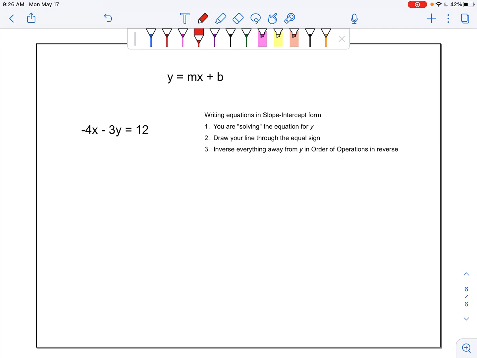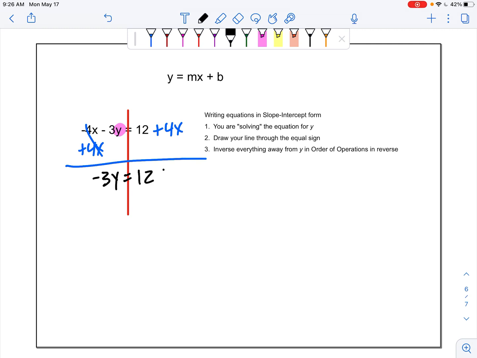One last time here. Divide it down the middle. This is what I'm trying to get by itself. I'm going to add 4x. I'm going to put it up here so I don't combine it when I don't want to. Negative 3y equals 12 plus 4x. I'm going to divide both sides by negative 3, everything by negative 3.